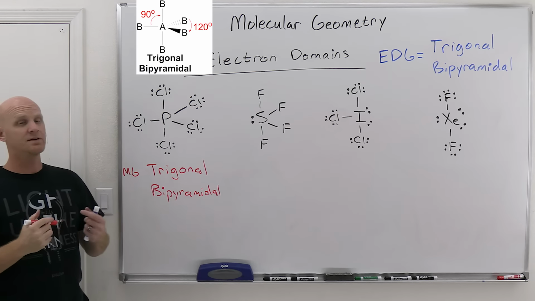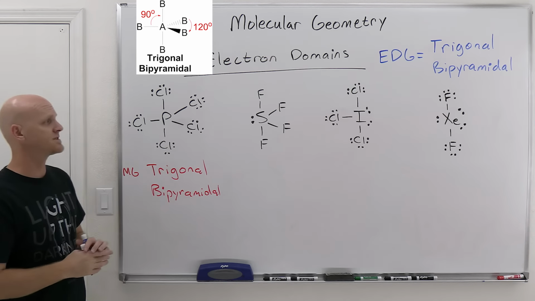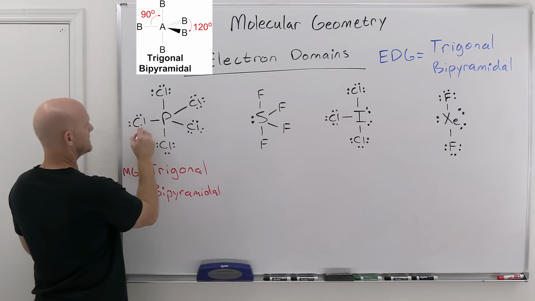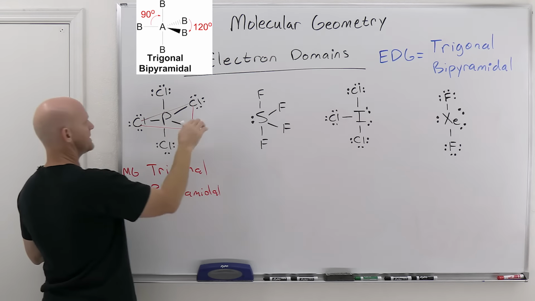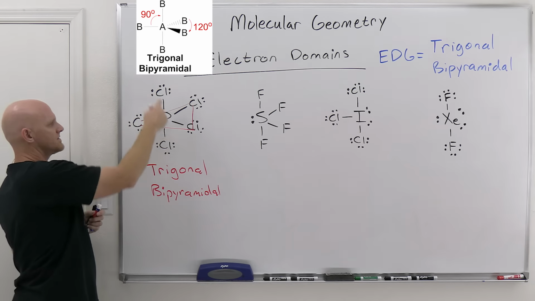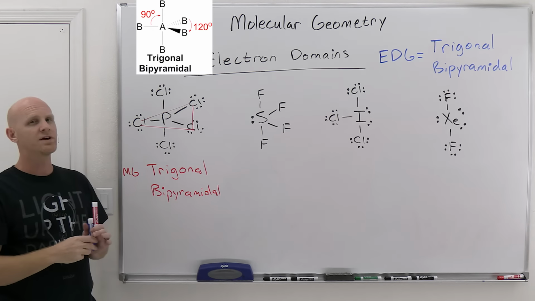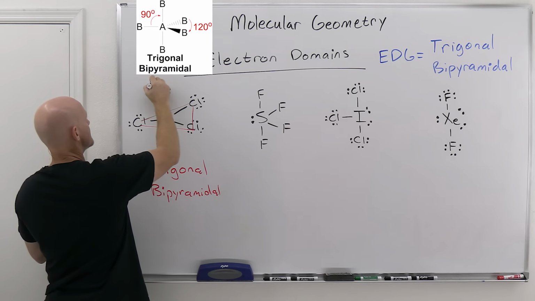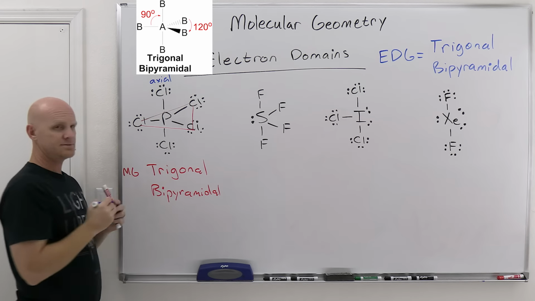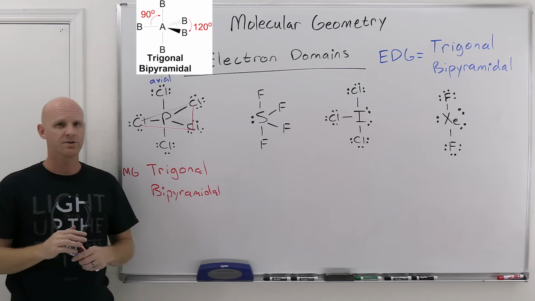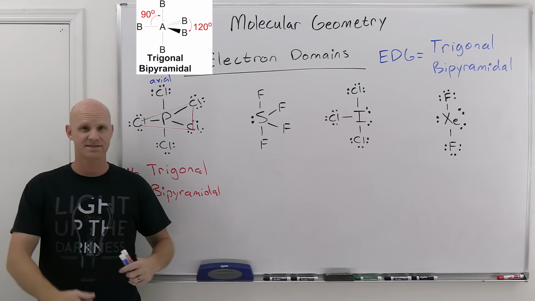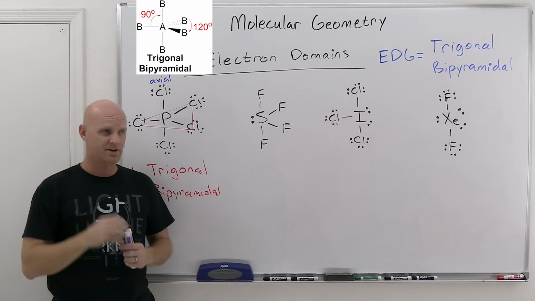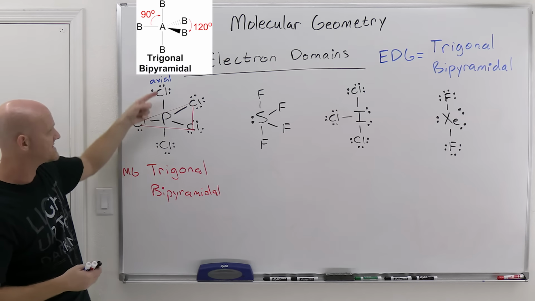Cool, and the angles are either 90, 120, or 180, just like normal. Now, here's the deal. If you recall, these 3 form a triangle in the horizontal plane, and then you have these pointing straight up and down. Well, it turns out they get special names. The ones that point straight up and down are referred to as being axial. If you know your anatomy, your axial skeleton is the skeleton that runs right up the vertical of you, including your spine and your skull. So these 2 are referred to as the axial positions.